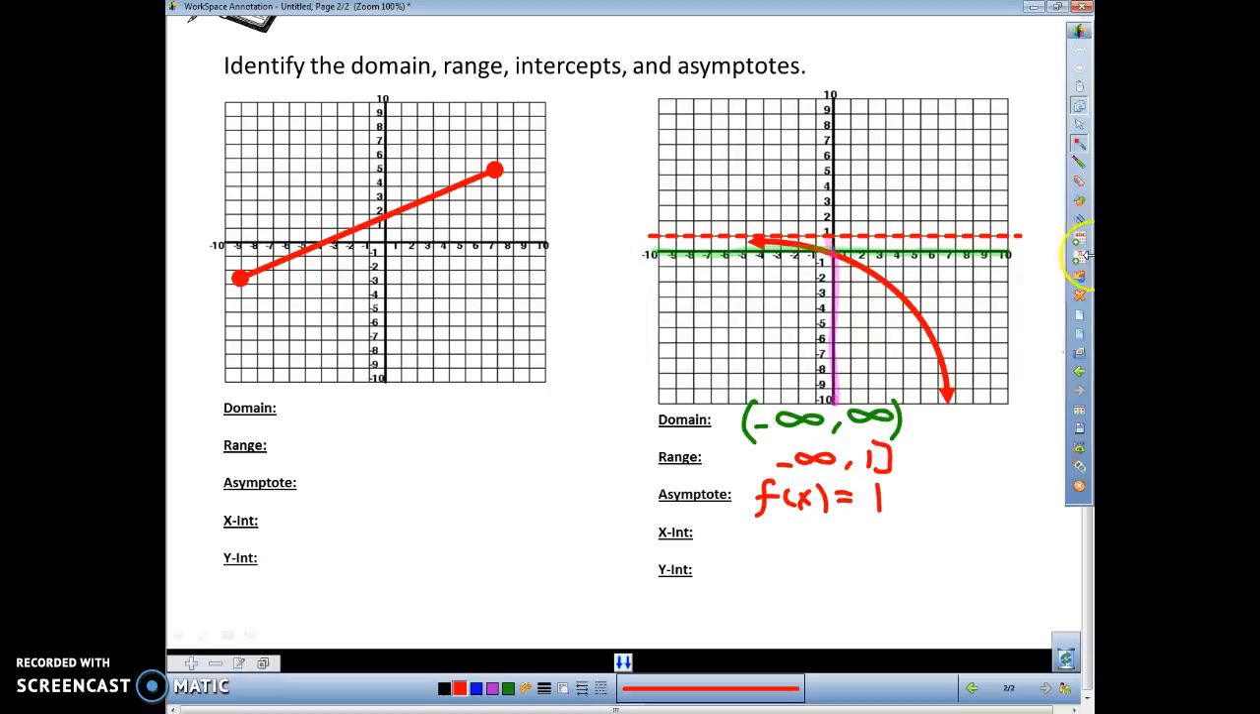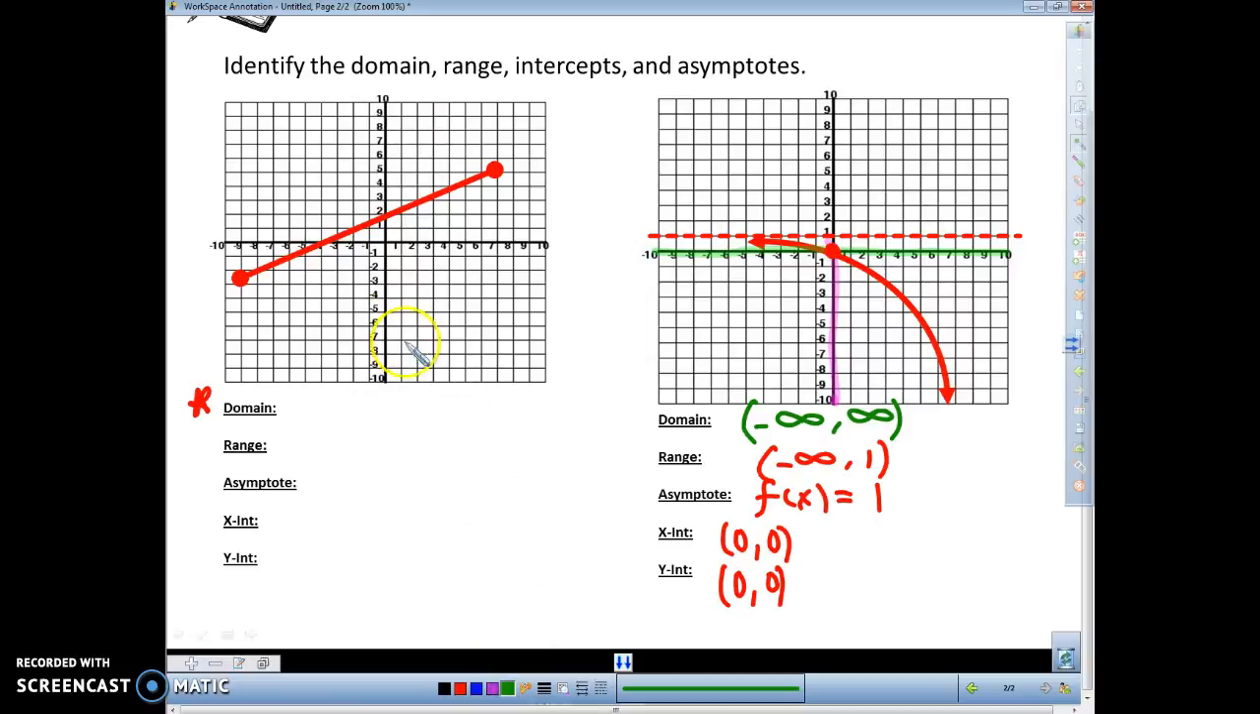Okay, and since there's an asymptote, I'm not going to include that. I'm never going to cross that, I'm never going to touch it, so I use a parenthesis just as if it was infinity. My intercepts: I have an intercept here that crosses through the origin, and that is both an x-intercept and a y-intercept, crossing at the origin. Okay, please go ahead, pause the video, and try this one on your own.